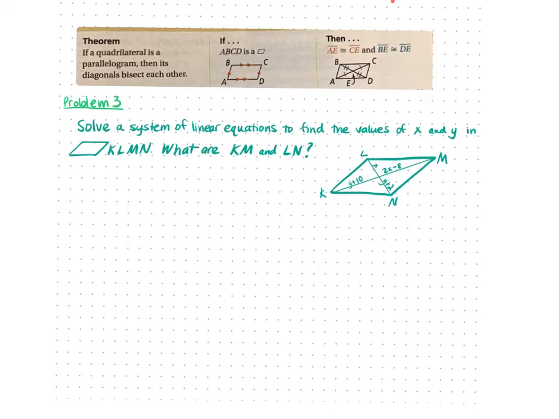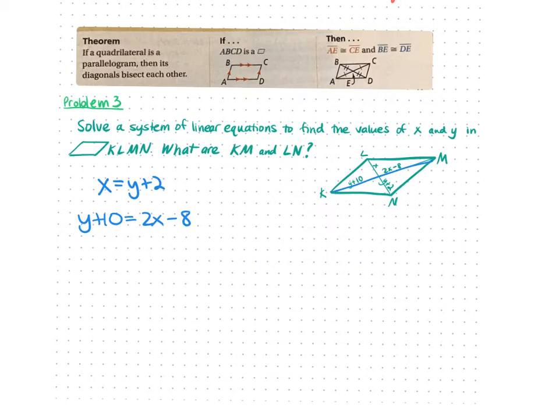So let's look first at this diagonal. Remember, since this is a parallelogram, it's going to cut the diagonals in half. So this means here that x equals y plus 2. And then in this diagonal, we know that y plus 10 equals 2x minus 8.